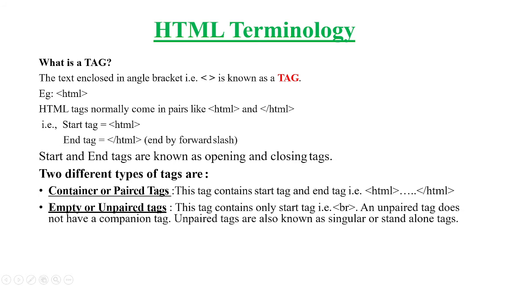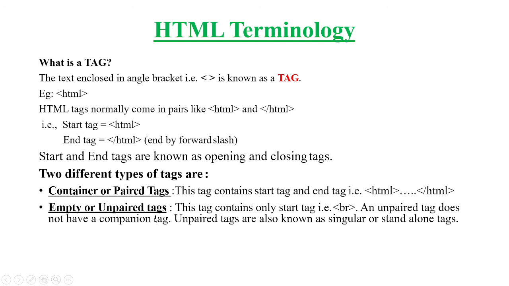In HTML, we generally use two different types of tags. They are paired tags, which we also call a container, and the second type is the unpaired tag, which we call an empty tag. A container tag contains both the start tag and the end tag. The best example is the HTML tag, which is a paired tag. It will have the start and the end tag.